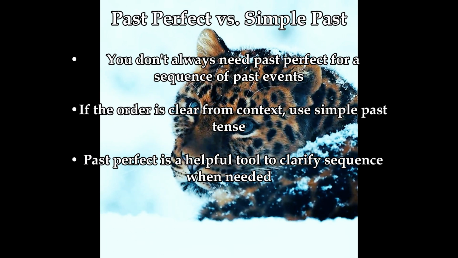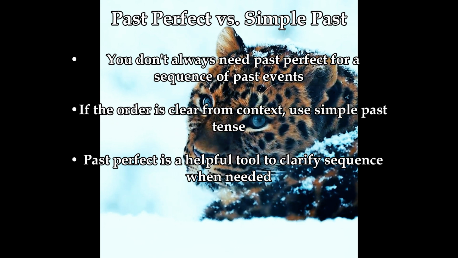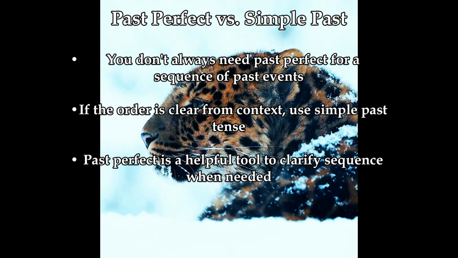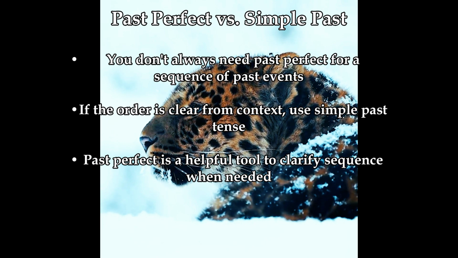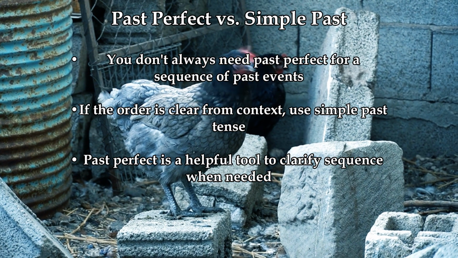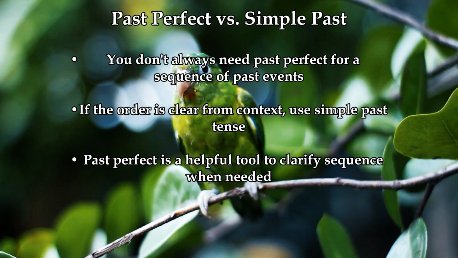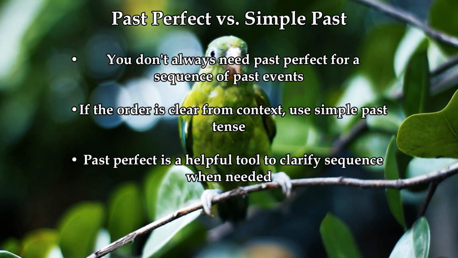Now, it's important to remember that you don't always need to use the past perfect when talking about a sequence of past events. If the order of events is clear from the context, you can just use the simple past tense. The past perfect is like a helpful tool to clarify the sequence when needed.